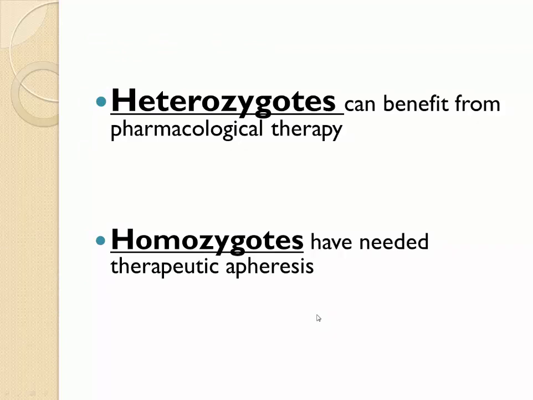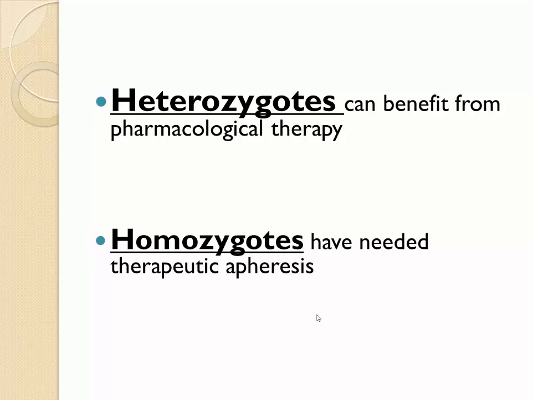So why is it important to know if someone is heterozygote or homozygote? As you can see by this slide, and it's kind of an important slide to remember, the heterozygote can benefit from pharmacological therapy. So we can use statins or resin binding agents to help lower their cholesterol, and we can do a good job of getting them to within a normal range. We also have to modify their diet, increase their exercise, and those types of things. But medication can really help lower their lipid panels.